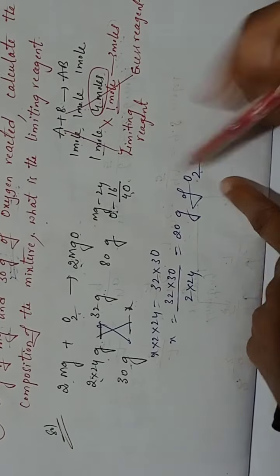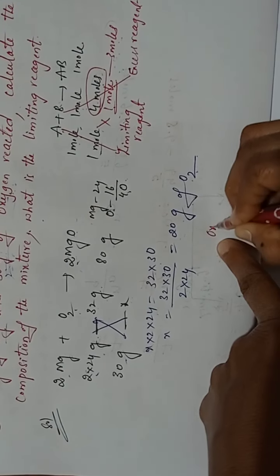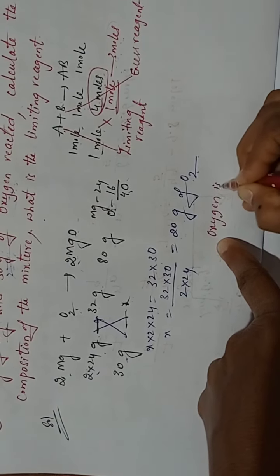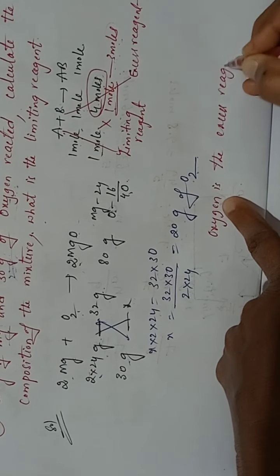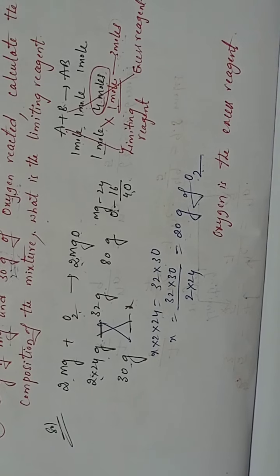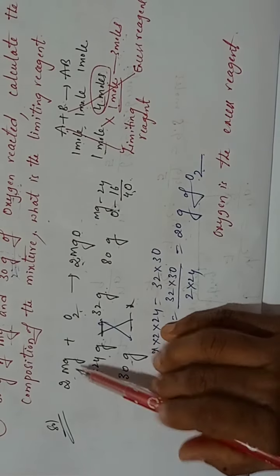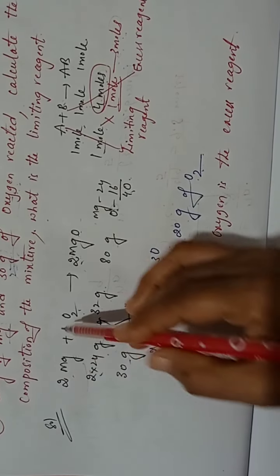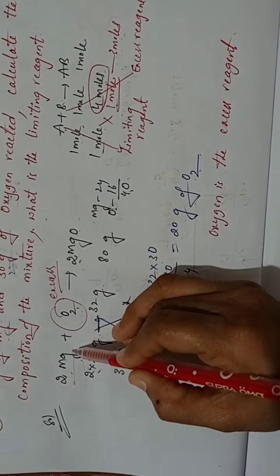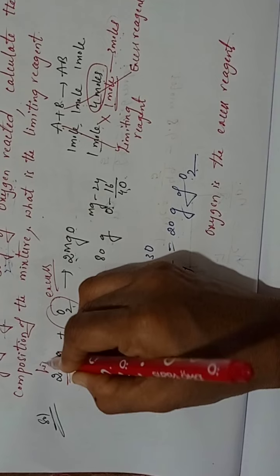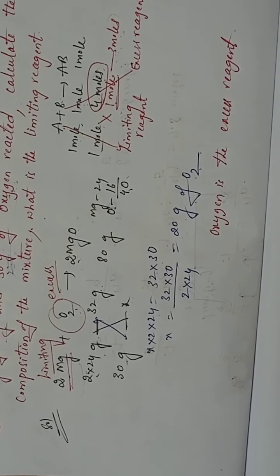So that's why oxygen is the excess reagent. Okay. Understood? So oxygen is the excess reagent, and what about magnesium, students? It is the limiting reagent. This also we should check now, whether it is the limiting reagent or not. Once you have to check it.